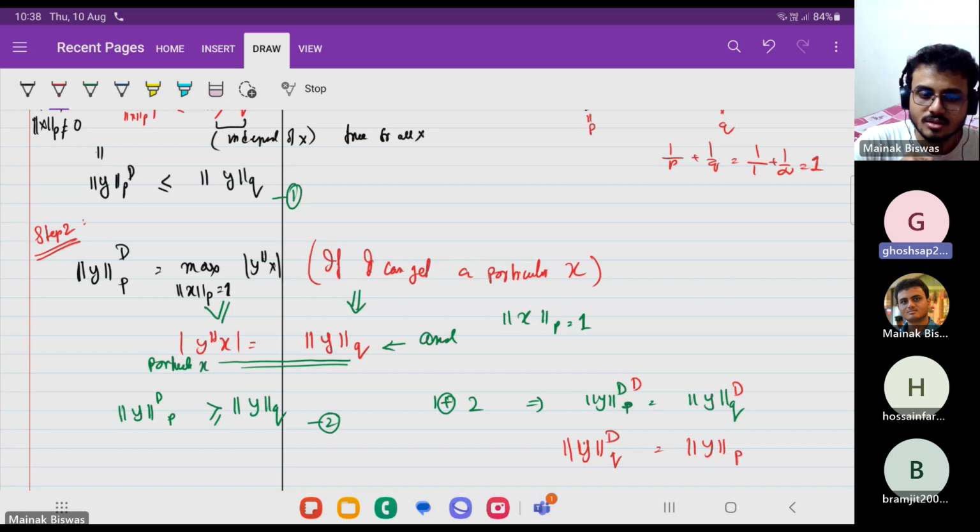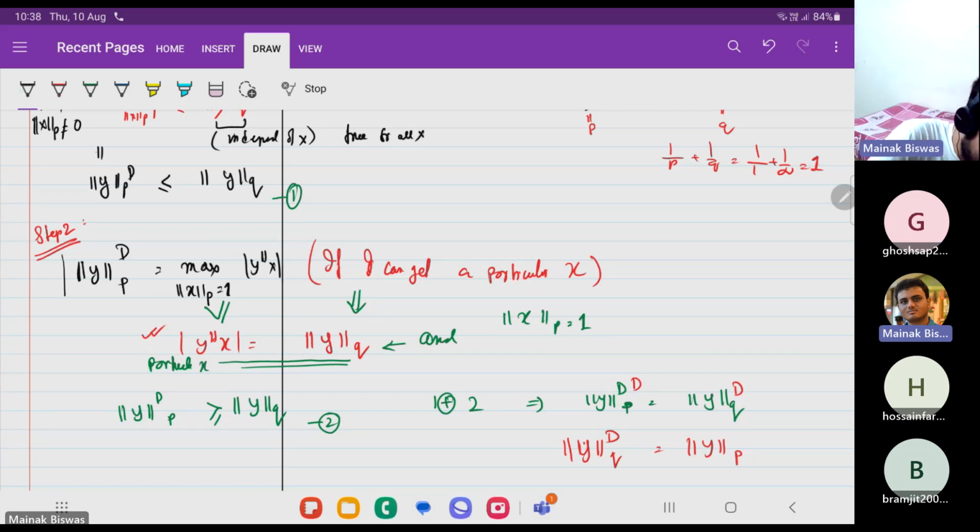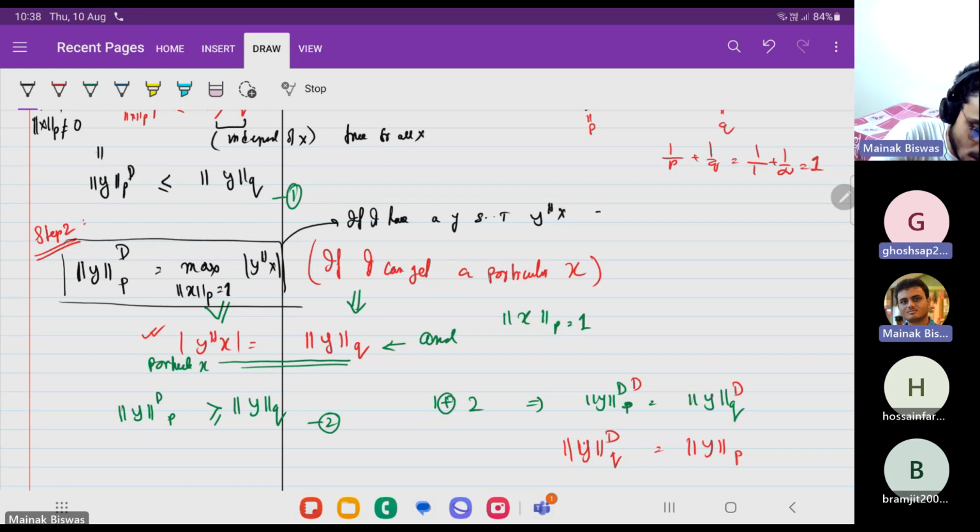Can you repeat step 2 once? This statement you're saying, step 2. Yeah. So I'm saying I have this as the definition, right? Yes. Don't mute yourself. I'll give you the cues, you respond accordingly. So if I have a y such that y Hermitian x is equal to ||y||_q, right? Yes. I will be building that particular y, or not y, man. Y have I written? Particular x, right?